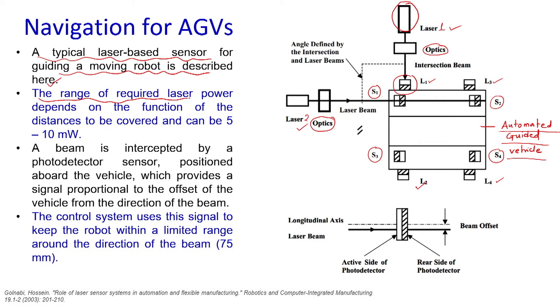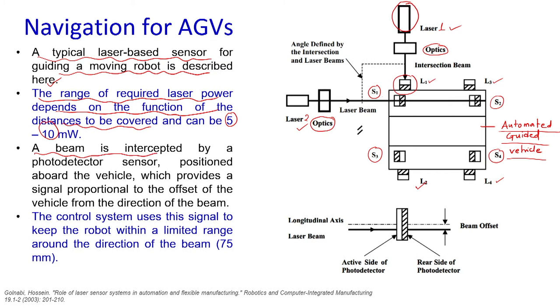The range of the required laser power depends upon the distances to be covered, and generally it is between 5 to 10 milliwatt. How much laser power is sufficient all depends upon the distance of that laser beam from the guided vehicle. In general, it is between 5 to 10 milliwatt, and it all depends upon the distance. If the distance is too large, then we have to go for higher levels of laser power.